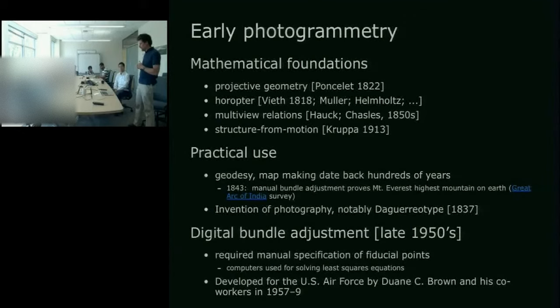In particular, someone named Duane Brown pioneered the use of computers for bundle adjustment and basically triangulation efforts in the 1950s. So you can really date computer-based bundle adjustment back to the 1950s, although at the time they weren't doing any image analysis. They were just using the computers to solve the equations, not to extract features or do any measurements on the images themselves. Okay, so I call that all prehistory because there was no computer vision.